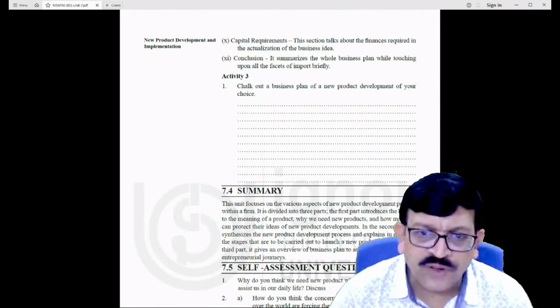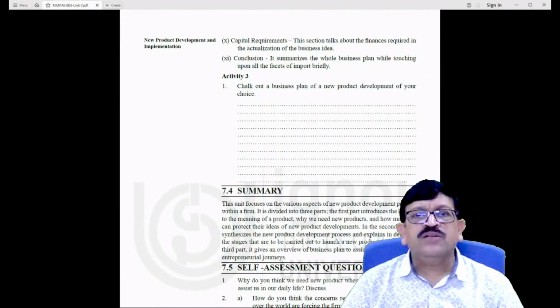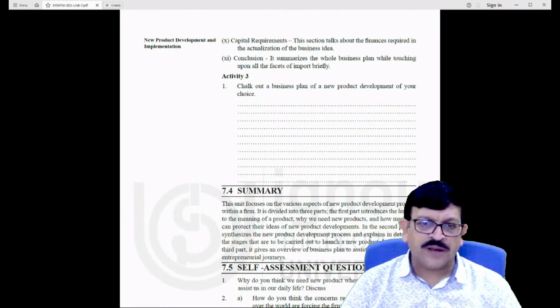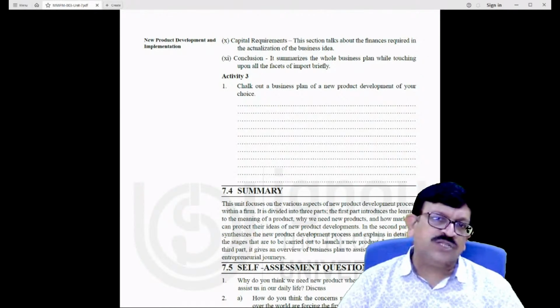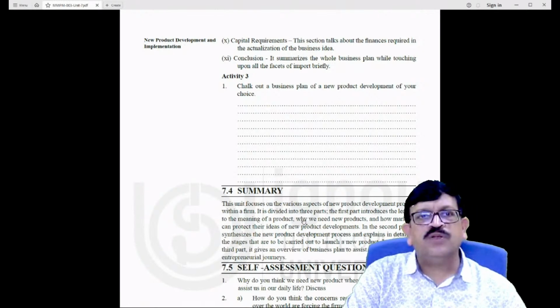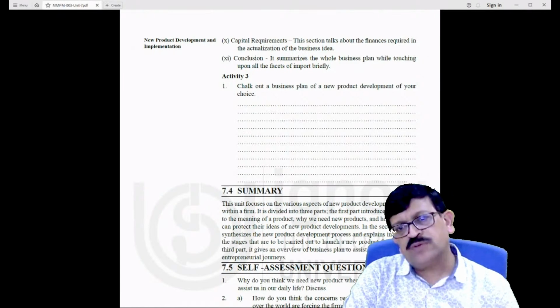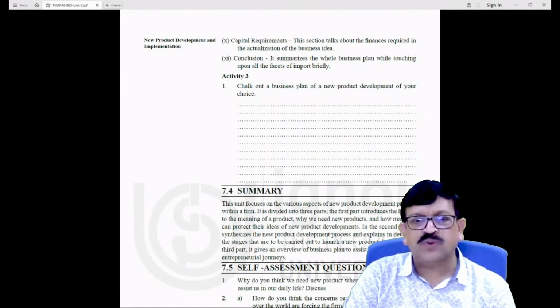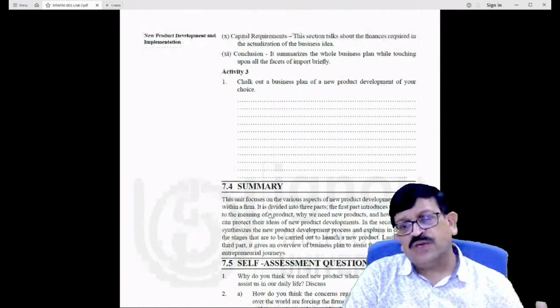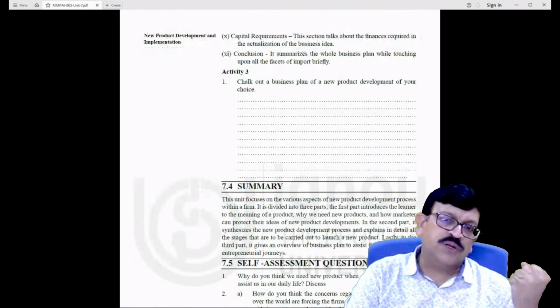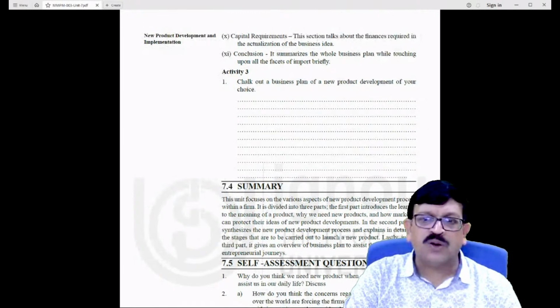Obviously, the conclusion is where we touch upon the various important aspects of the entire business plan of promoting the new product idea. So that's, in a nutshell, what we talk about in terms of new product development and implementation. Also control mechanisms, where there are checks and balances. Over a weekly or monthly basis, there have to be review programs and monitoring programs to see that things are not going beyond the stated objectives.